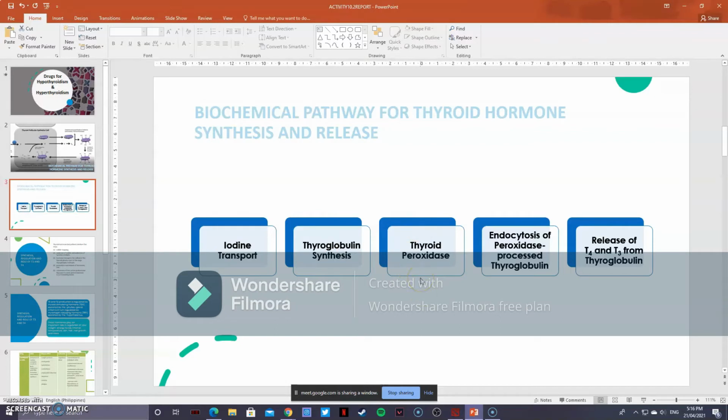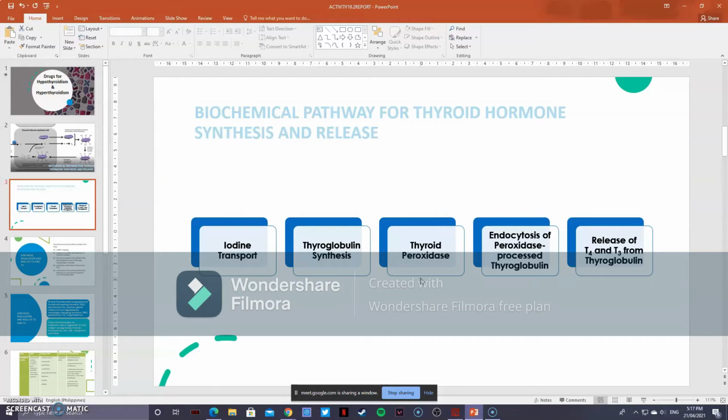Thyroid peroxidase. Thyroid peroxidase is an enzyme present in the acellular colloid of the follicular lumen and performs several key reactions. Thyroid peroxidase first generates iodine 2 by oxidizing iodine ions present in the follicular lumen. Thyroid peroxidase then organifies the generated iodine 2 by covalently linking it with the tyrosine residues present in thyroglobulin.